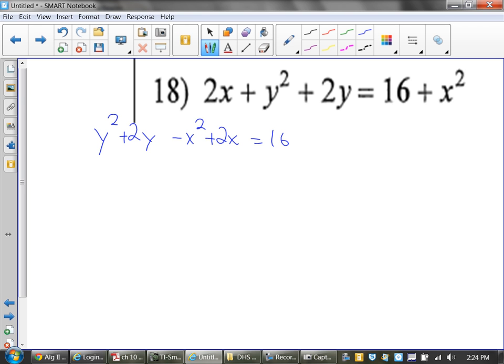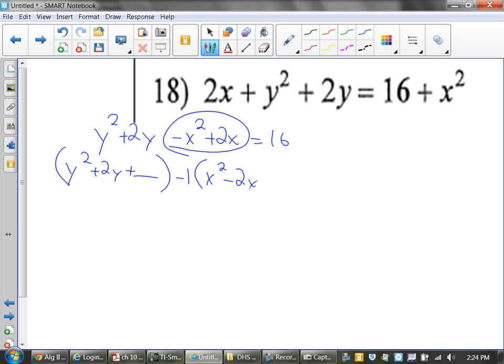So I'm going to start the setup to complete the square. Y squared plus 2y plus blank. What do I have to do here? Gotta take the negative 1 out. Good. So the one on the y squared term, I didn't have to take out anything. So I know it'll just be 16 plus something plus negative 1 times something for my placeholders.